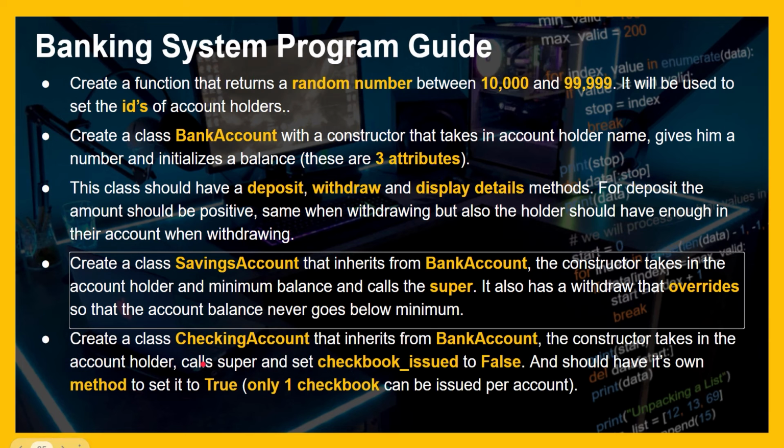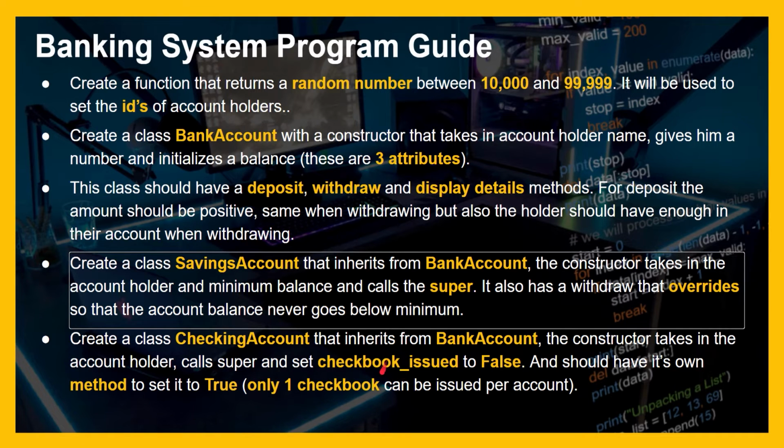Next, you'll need to create a class for the checking account that inherits from the bank account, and the constructor takes in the account holder, calls the super, and sets the checkbook issued to false. So a new attribute is added here, that is the checkbook issued. If you don't know the difference, a savings account usually is designed to save money over time. It gives you interest, and we've added one extra functionality to it where you have a minimum balance that you cannot go below. And a checking account is usually intended for daily transactions, so you also get a checkbook with it.